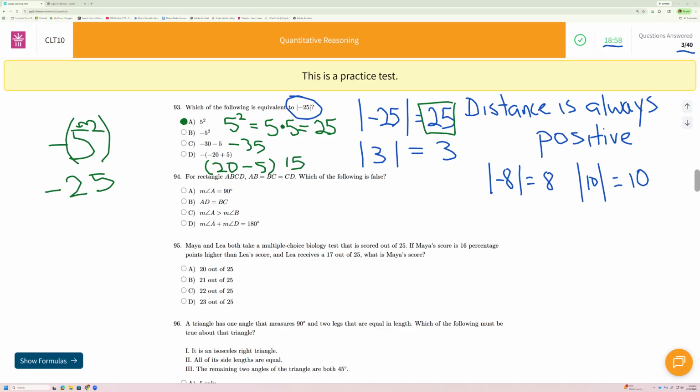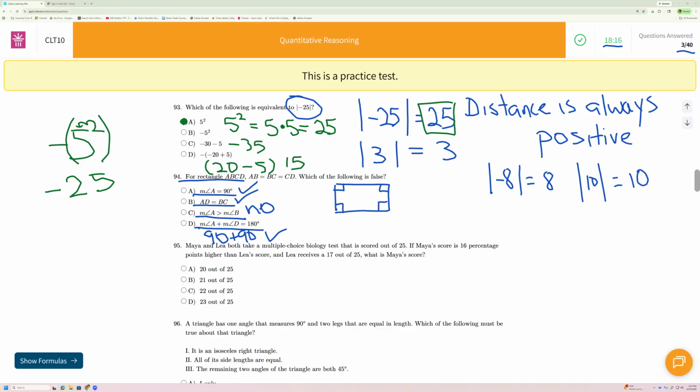Okay, next question indeed. What a segue, huh, into the next question. So rectangles, all rectangles have 4 angles that are 90 degrees. So right angle, right angle, right angle, and right angle. Let me see my choices. Angle A is 90, that's correct. AD and BC, we don't know yet. Oh, angle A is greater than angle B, no. And A and D is 90 plus 90, which is 180. So that's also correct.